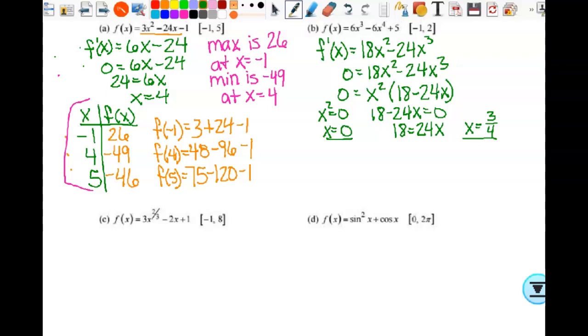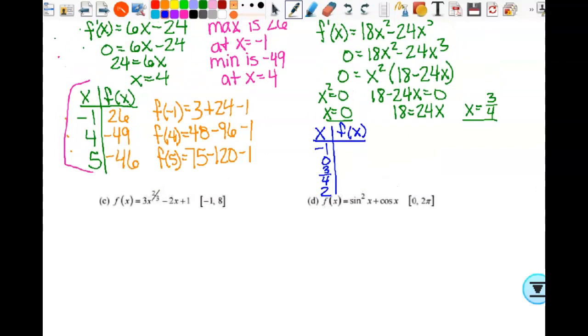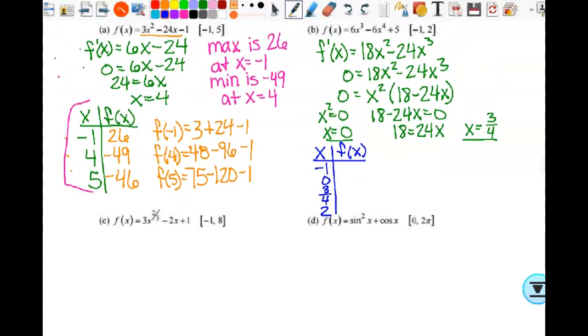Okay, I'm going to have x and f of x. So I use my endpoint, -1. Then I have 0. Then I have 3/4. And then I have 2. I think I wrote too big on the other one. So I keep trying to scroll. Well, I don't guess I need to be able to see that. So then we're going to find all of our values here.